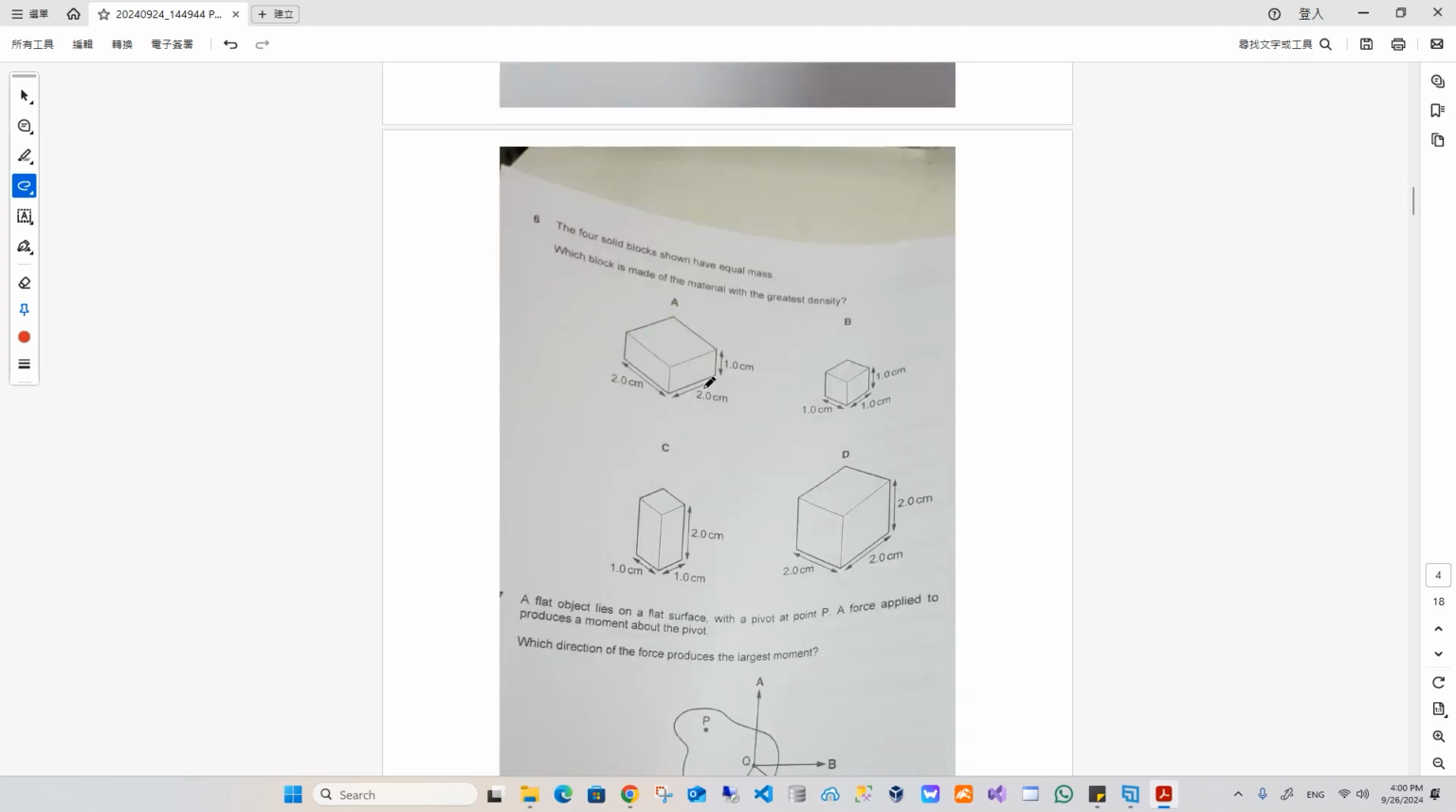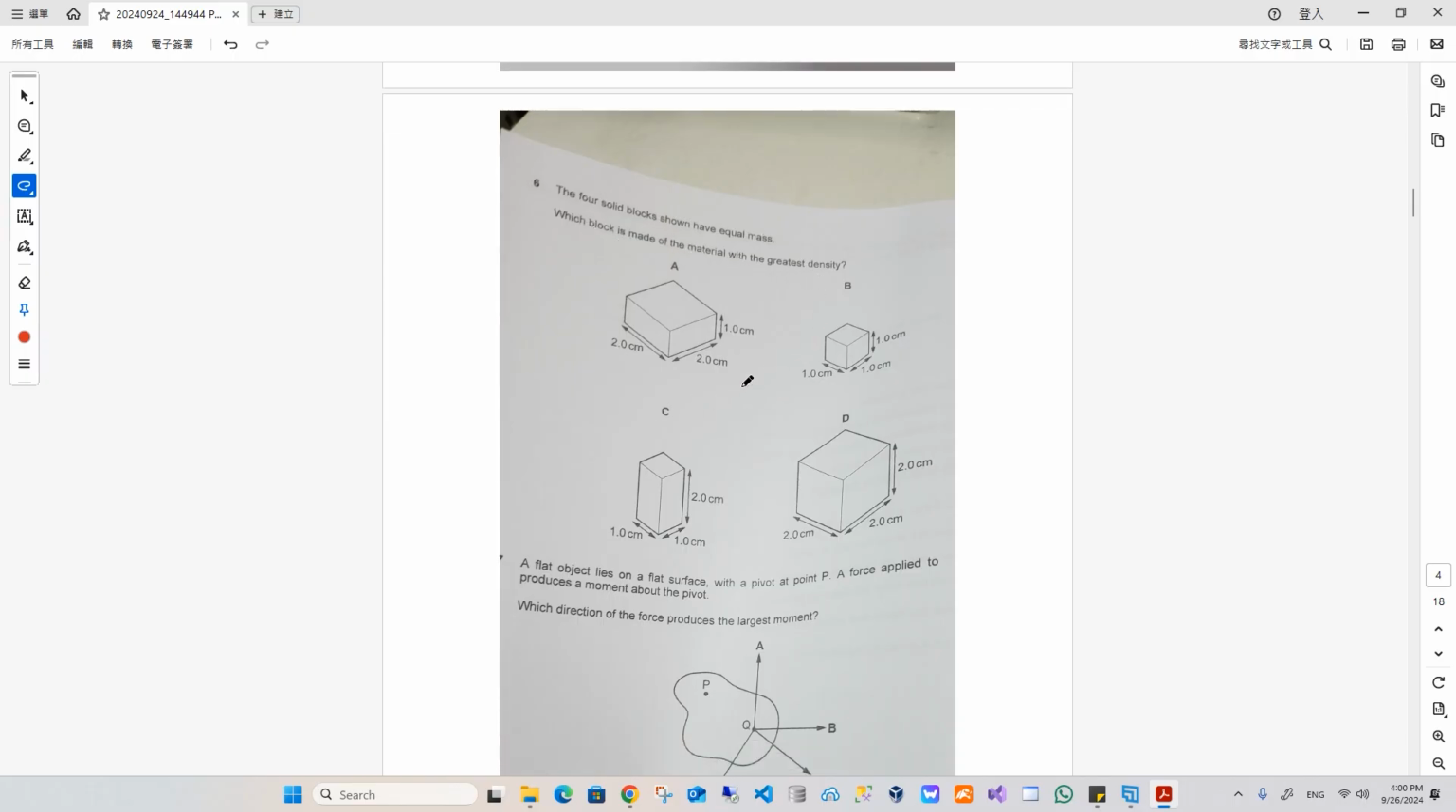Okay, supposed to be a lot faster in this case. The four solid blocks. Which block is made of material that has the greatest density? Density is mass over volume. Density normally you use a rho. Okay, density is mass over volume.